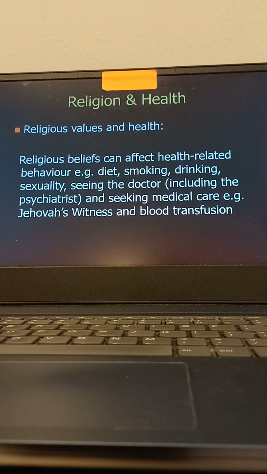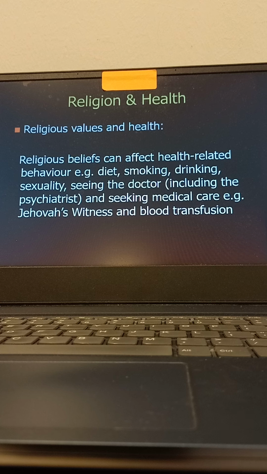Religion and health. We know that religious values affect health-related behavior, which in turn affects health. So for example, religious beliefs can affect what people eat, diet, right? Some religions, the devotees follow a vegetarian diet, right? Smoking, drinking, for example, in Islam, drinking alcohol is haram, right, or forbidden. So we would expect that in Muslim majority countries, health conditions related to alcohol abuse would tend to be at lower rates.